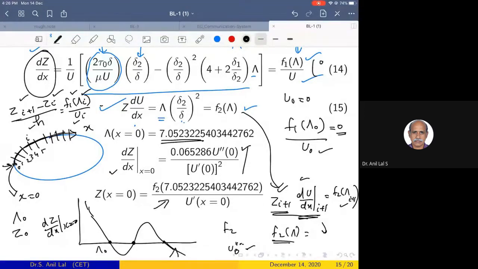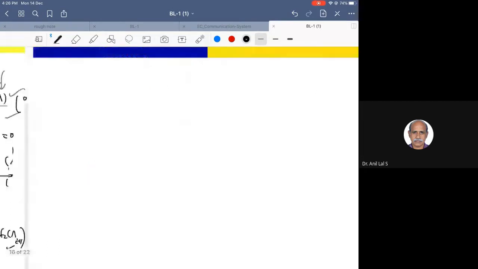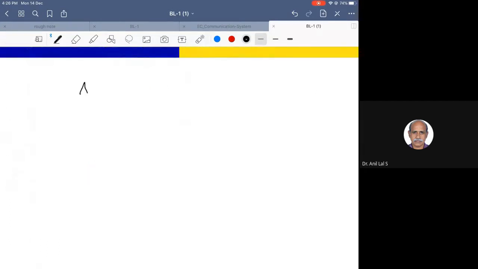This is a nonlinear function. This is solved by the Newton-Raphson method to get lambda i plus 1. So thereby we progress the solution by knowing lambda 0, z0, dz by dx at x is equal to 0. We can solve lambda 1, z1, dz by dx at 1, and so on to find out the values of all the parameters.